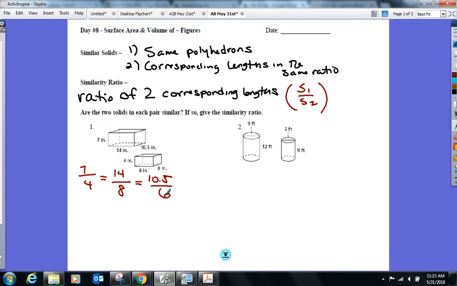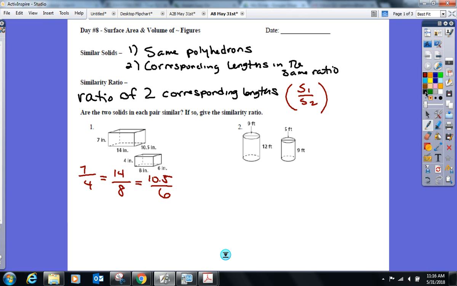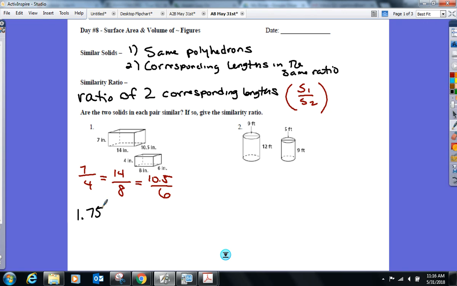Yeah, okay, that's why we have our calcs out, right? Let's find out if they all have the same decimal equivalent. And what do you notice? They all come out to be 1.75, 1.75, 1.75, right? And again, I can't stress that enough. It's got to be all 3 have to be in the same ratio, not 2 out of 3. So yes, they're similar.